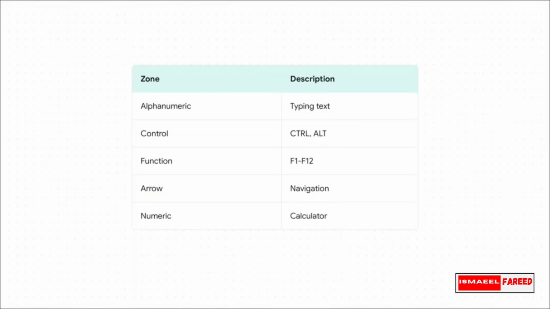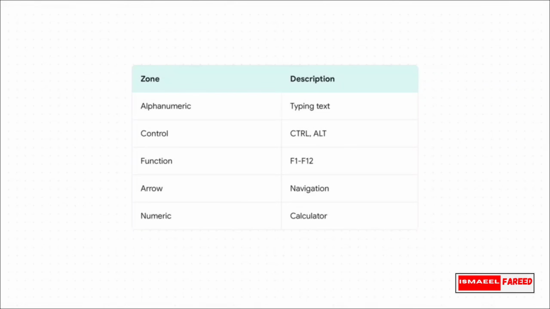To make it way less intimidating, it really helps to break the keyboard down into its functional zones, because it is so much more than just a traditional typewriter. First off, you have the alphanumeric keys. Those are your standard letters, numbers, and punctuation. Then you have control keys like CTRL, ALT, and the Windows key, and those perform special actions.